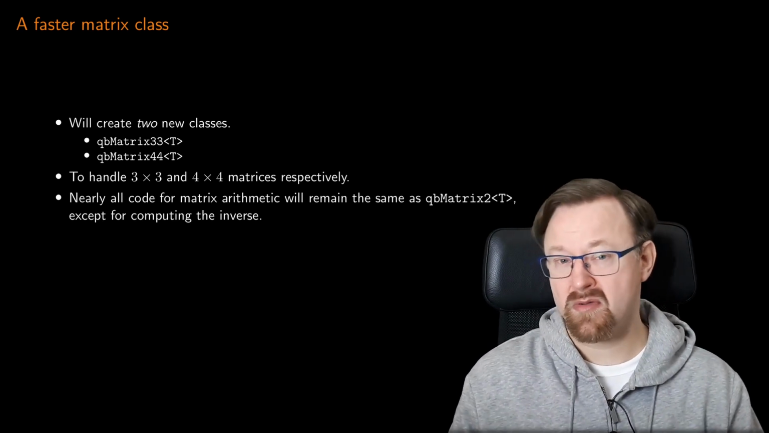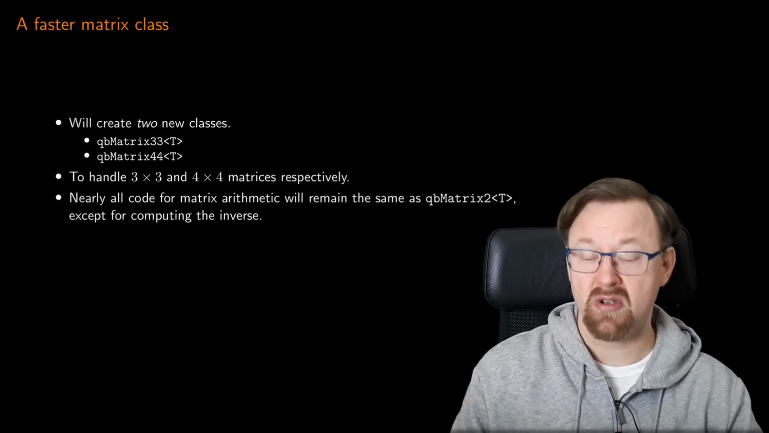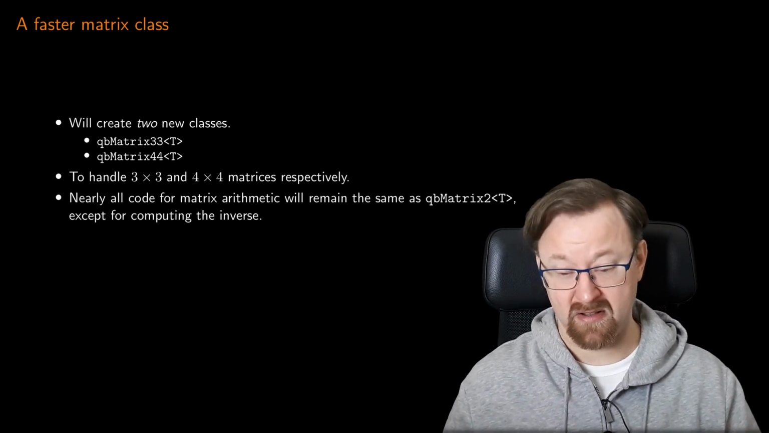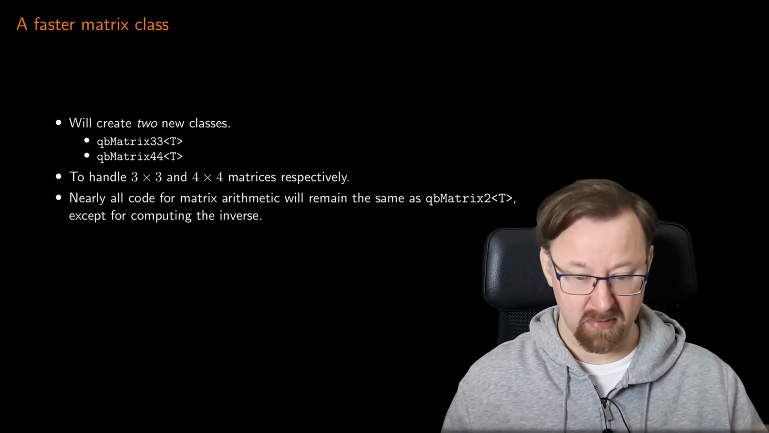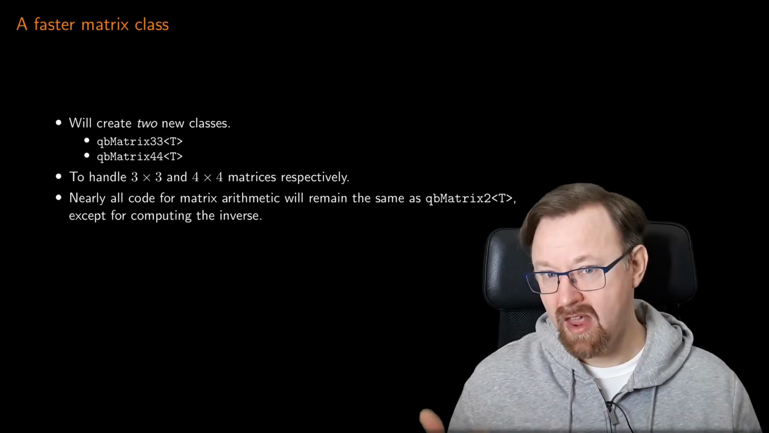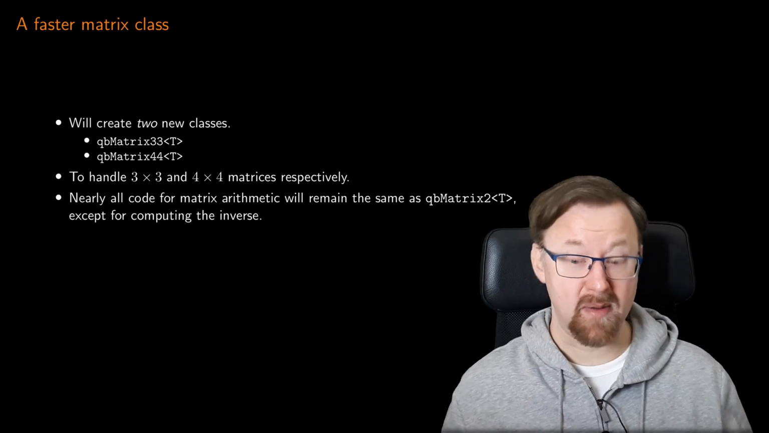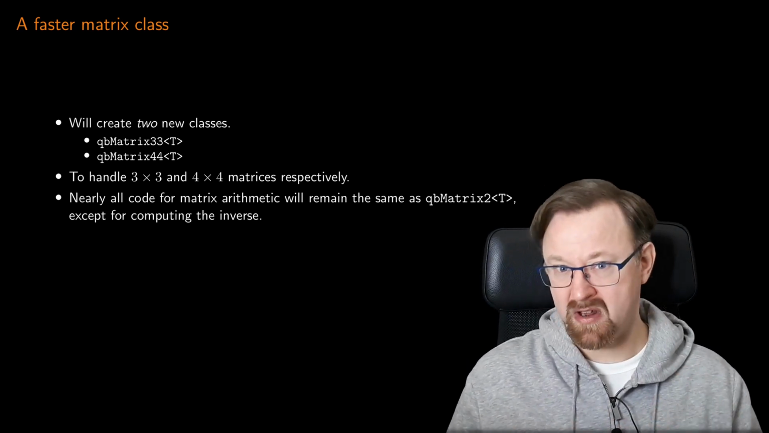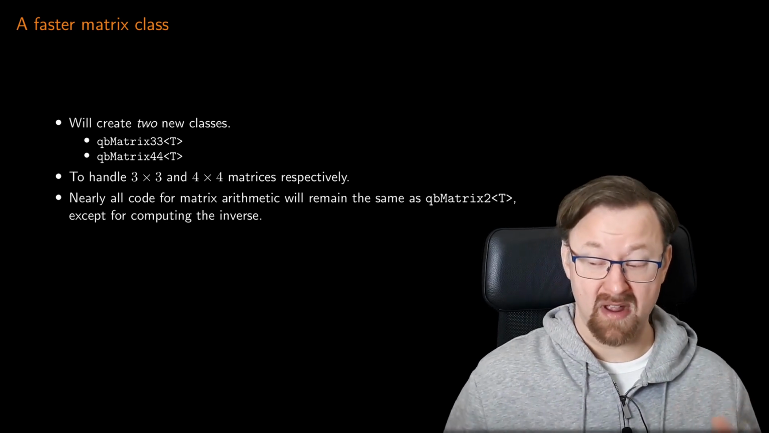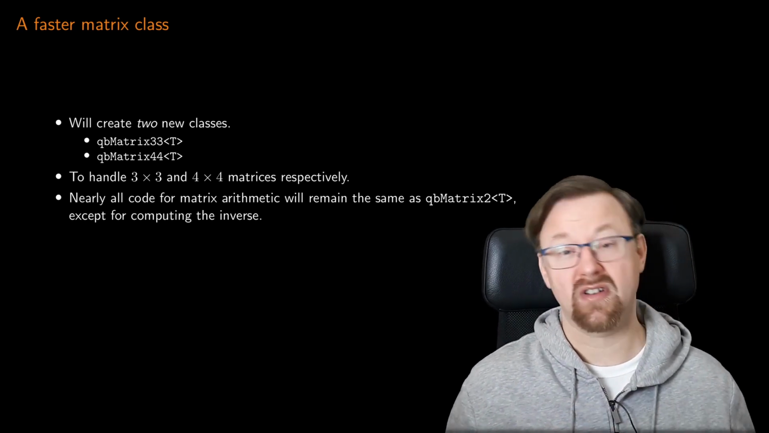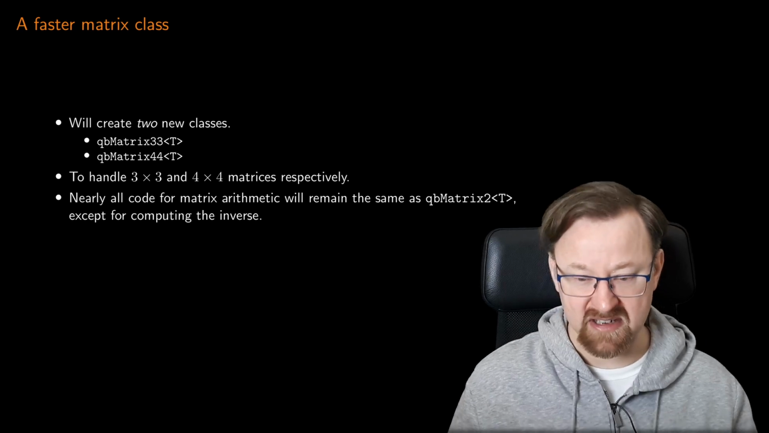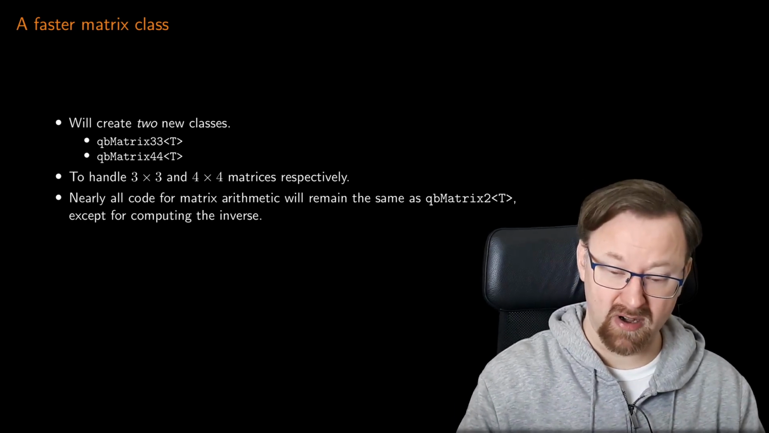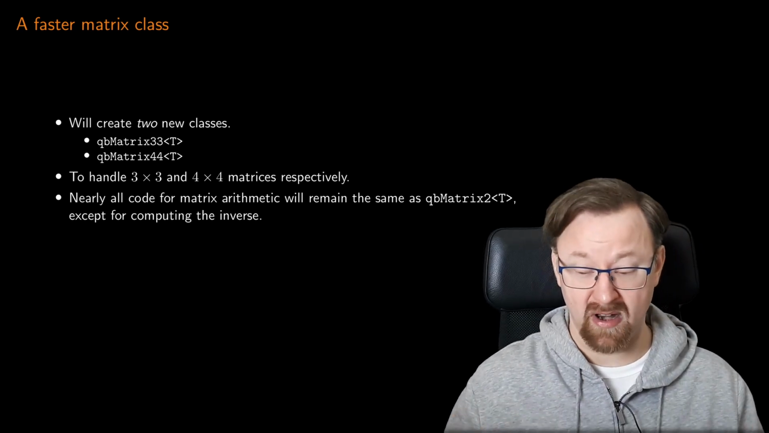Okay, so what we're going to do is create two new classes called QBmatrix33 and QBmatrix44. We're using templates, so they're of type T. T can be double or single precision, whatever you need. The purpose of these is to handle the 3x3 and the 4x4 matrices respectively, and nearly all of the code for the matrix arithmetic is going to remain the same as we had for the original QB matrix class. Now, I'm not going to talk about all of that in detail because it's covered in the episode on creating the linear algebra library. I'll put links to that in the description below.